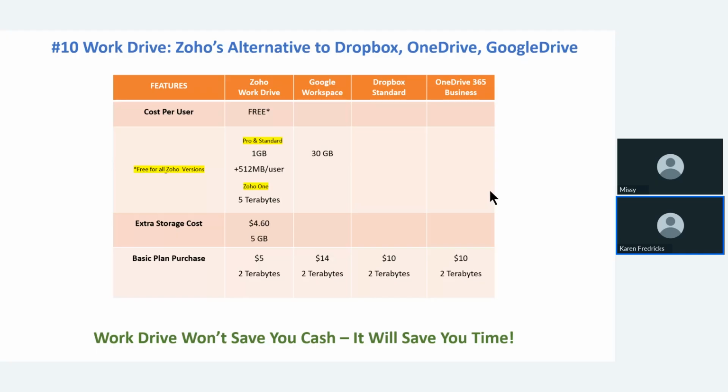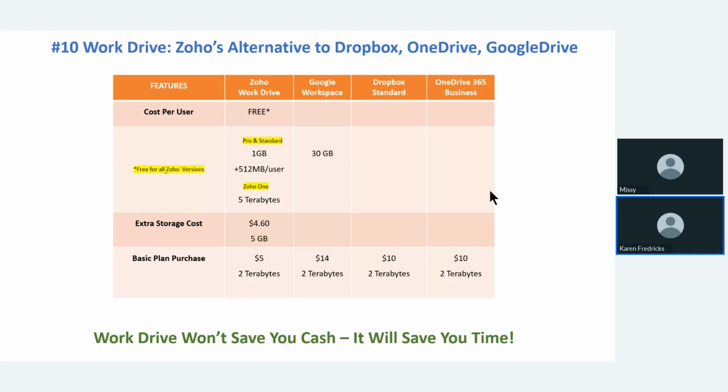I know I have a roofer that is taking pictures of cracked tiles. So these might be contracts that you send out to people. These would be the documents that you are attaching to your Zoho CRM. You get 1 gigabyte if you have the Pro Standard, plus they give you another half a gig, 512 megabytes for each additional user. If you have Zoho One, which comes with Enterprise CRM, they give you 5 terabytes.